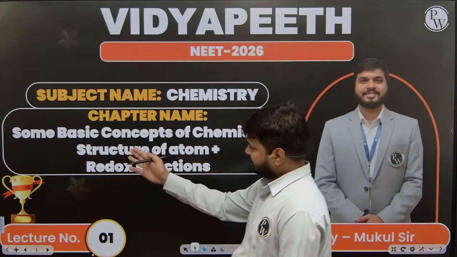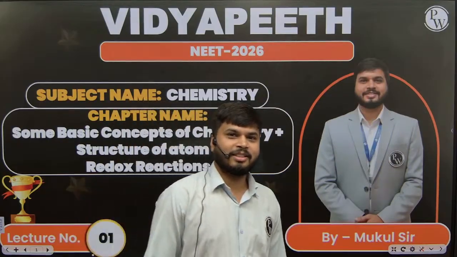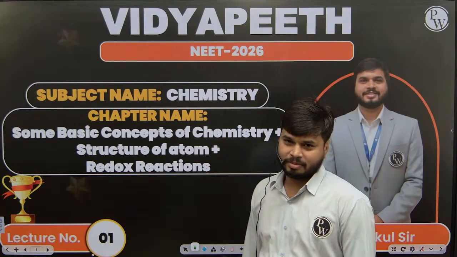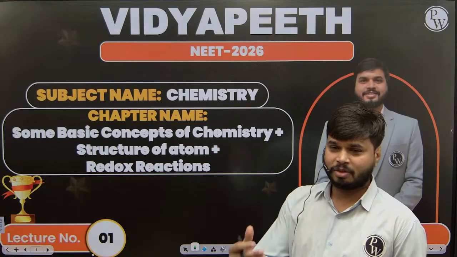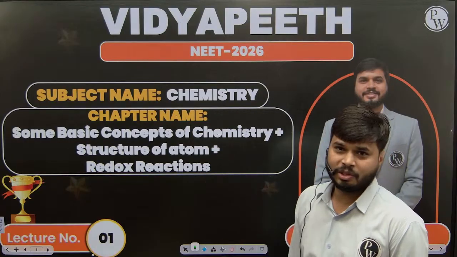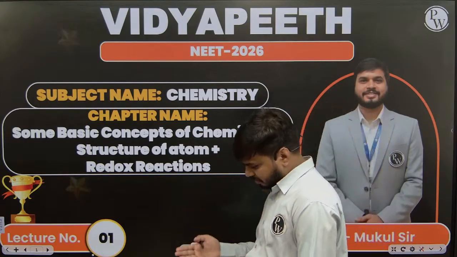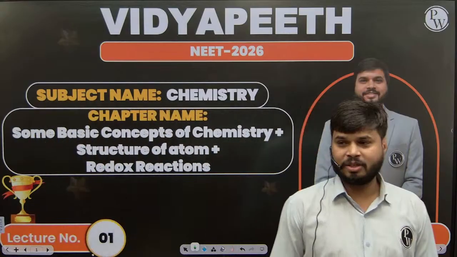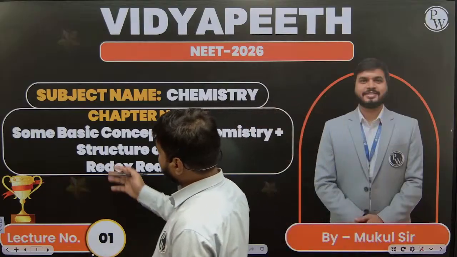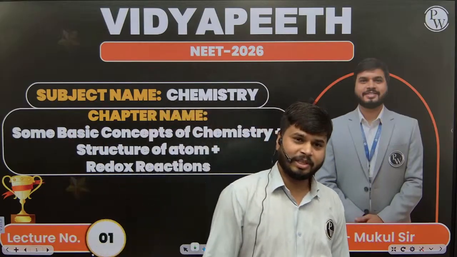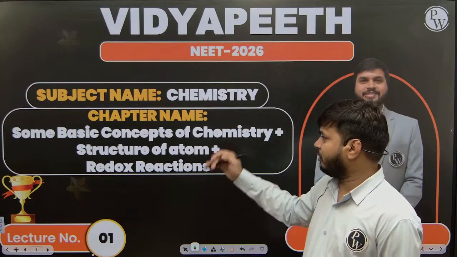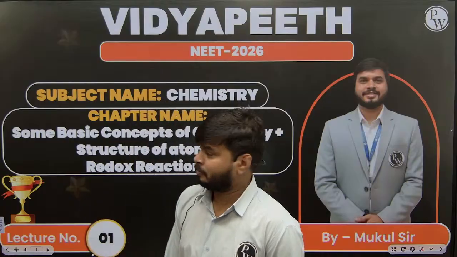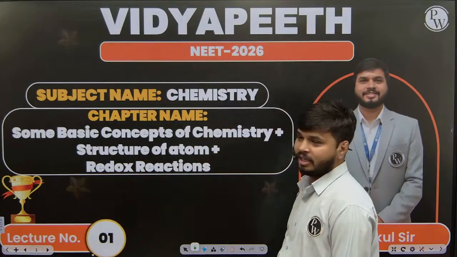For example, in the first chapter, some basic concepts of chemistry, we have the mole concept. We discuss the mole and stoichiometry, and that comes again and again in many chapters, not only in the 11th but also in the 12th, right? So we will discuss the mole concept in this chapter, and apart from this, we will also discuss stoichiometry and the limiting reagent.